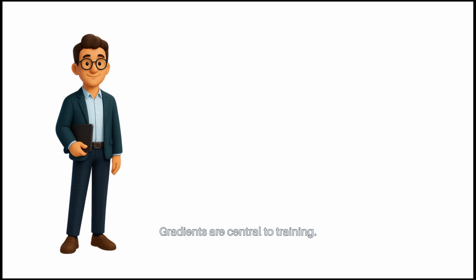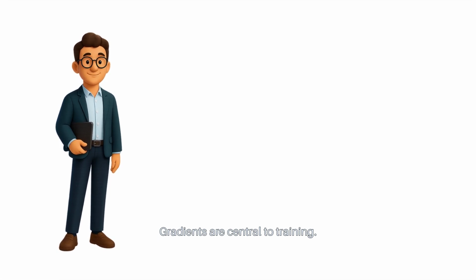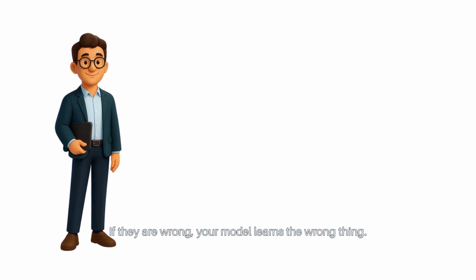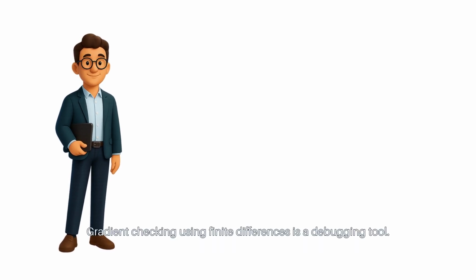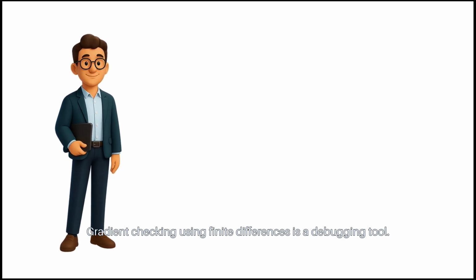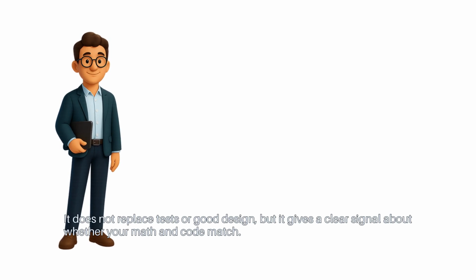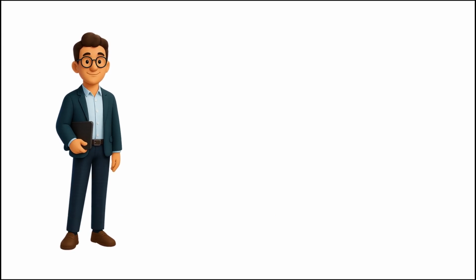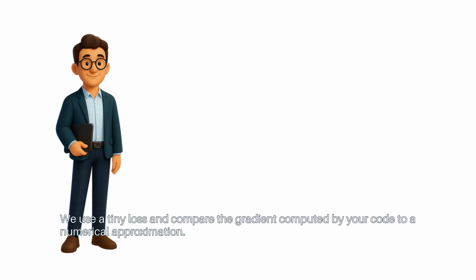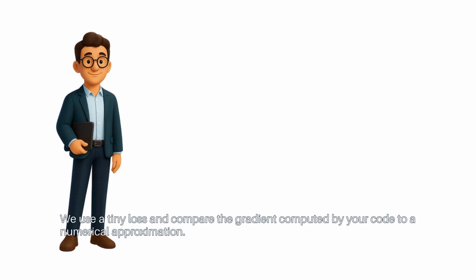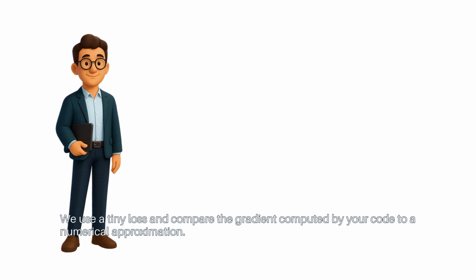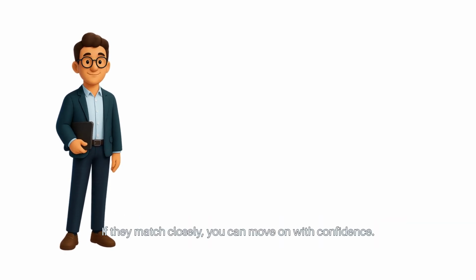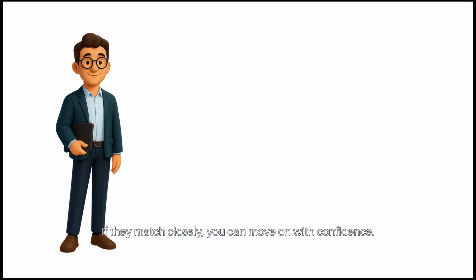Gradients are central to training. If they are wrong, your model learns the wrong thing. Gradient checking using finite differences is a debugging tool. It does not replace tests or good design, but it gives a clear signal about whether your math and code match. We use a tiny loss and compare the gradient computed by your code to a numerical approximation. If they match closely, you can move on with confidence.